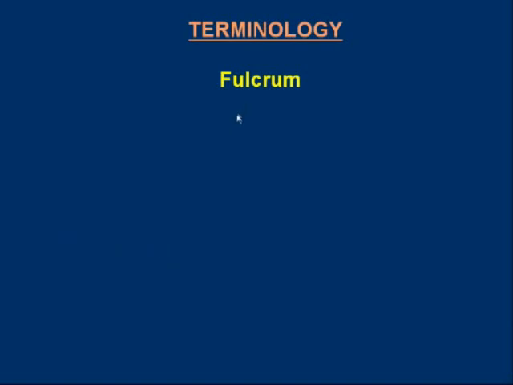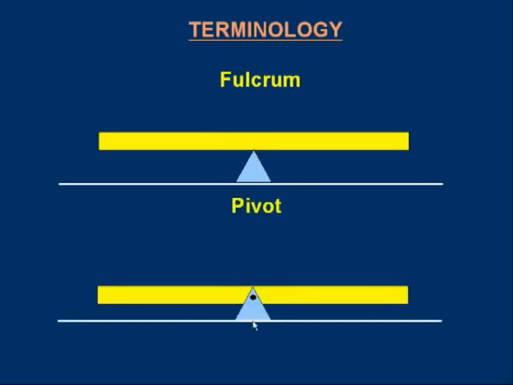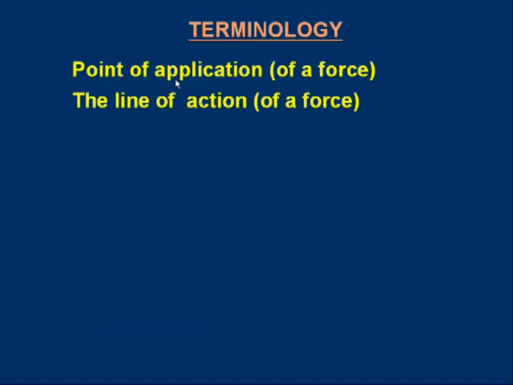Fulcrum. The fulcrum is also called the pivot. If you have a seesaw, the edge point on which this bar rests is the fulcrum or pivot. It could also be this sort of a thing where you have a hinge, like the door hinges are pivots themselves. Then point of application and line of action of a force.